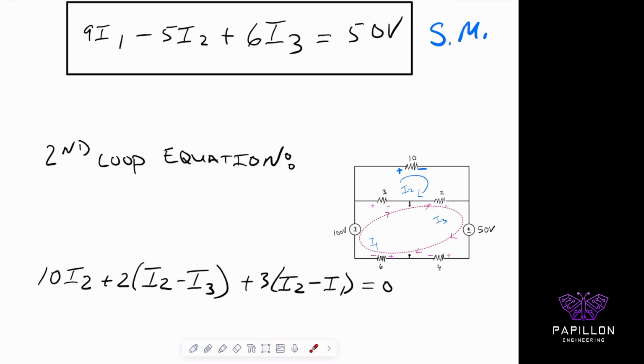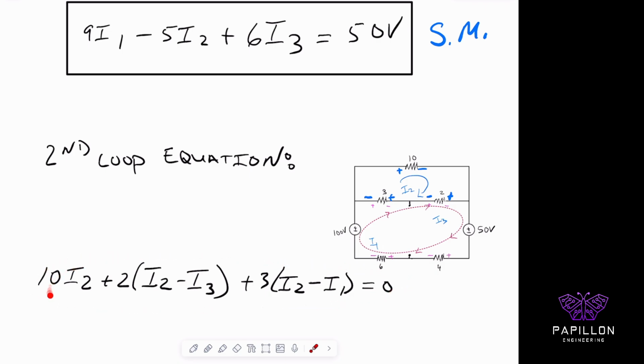So this is read as 10 times, I'm in loop number 2, so it's I2. Then I keep going clockwise, and I reach here. Remember, on this side, it's going to be positive, negative, that's how we interpret this loop. When we get over here, I'm going to have positive 2 times, and I'm in loop 2, so it's 2 times I2 minus I3, because I'm opposing I3's direction. Then I get back to my final component, which is the 3 ohm resistor. So it's positive 3 times I2, and I'm subtracting I1, because I'm going across the I1 zone.